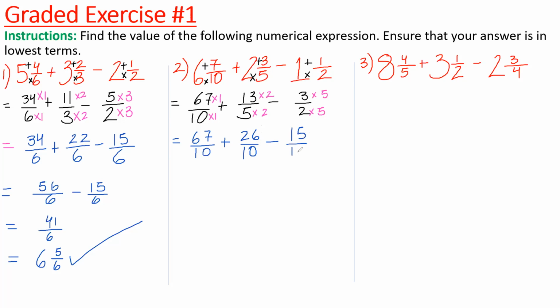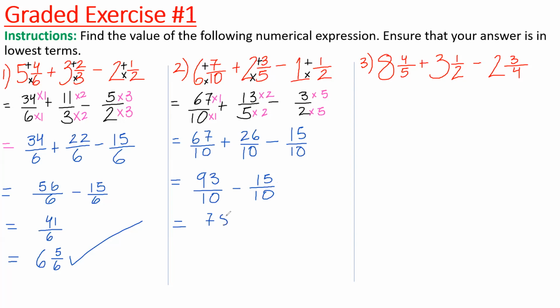So what do we do next? We're going to add 67 over 10 plus 26 over 10. We get 93 over 10 minus 15 over 10. So 93 minus 15 is 78 over 10. Yeah, 78 over 10.